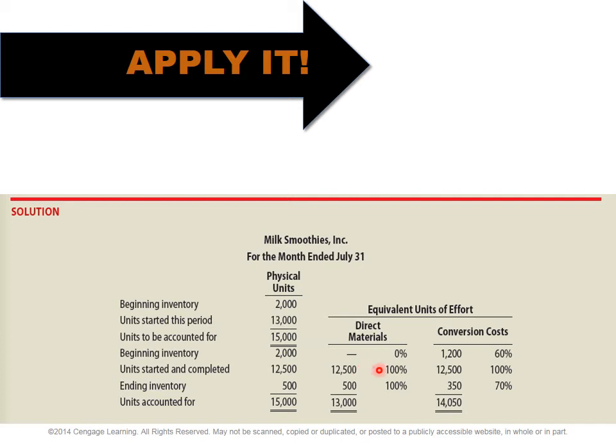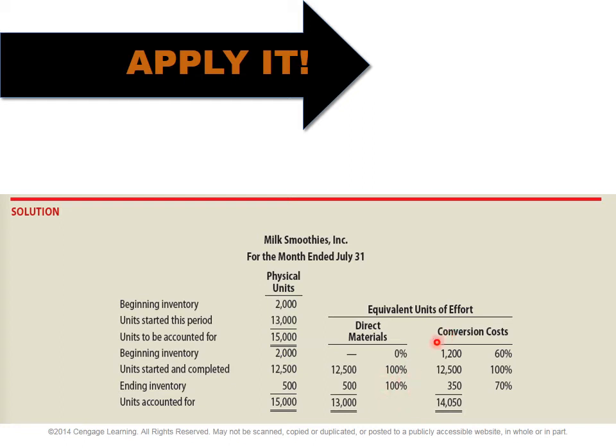12,500 was 100% in materials. Notice even in conversion costs. And the 500 in ending inventory. So why did we add 100% of the materials here? It's because materials are added at the beginning of the process, and we started this process, even though we didn't finish these completely, we added all the materials.